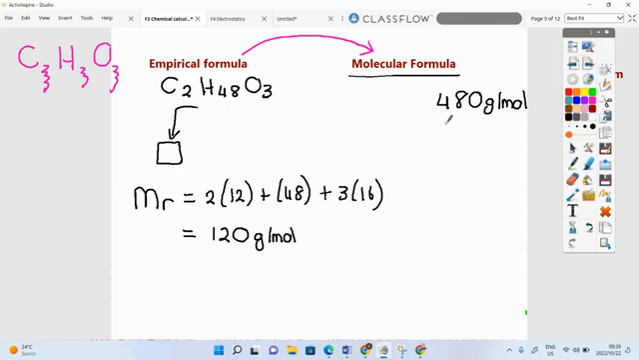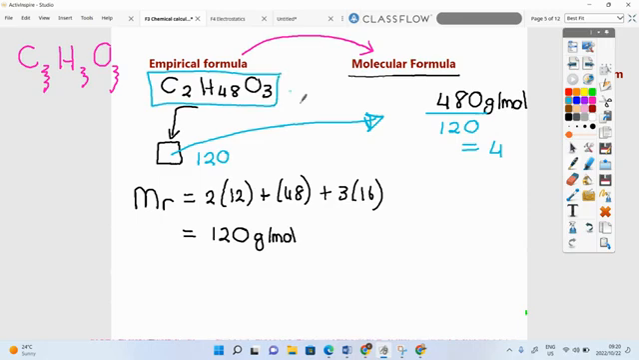It's not me tomorrow. Okay, now you need to see how many of these building blocks will fit into 480. But you know that one building block is 120 grams per mole. So how many of them is going to fit in there? So you're just going to divide this by 120. And yes, we're going to get 4. So to get my molecular formula, it means I have 4 of these things in each molecule. So I have to times all of them by 4. So what's my molecular formula going to be?